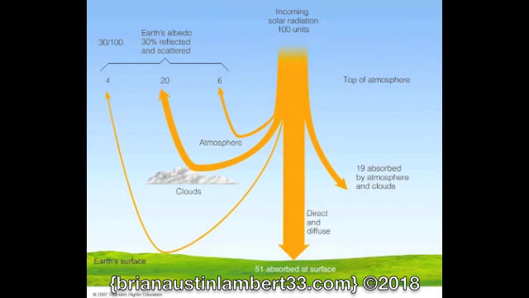All right, so of the incoming solar radiation, 51% is absorbed by the surface of the Earth. 4% is reflected back from the surface. The atmosphere reflects back about 6%, and the clouds reflect about 20% of incoming light and absorb another 19%. So 39% to 40% of solar radiation is absorbed or reflected back by clouds.